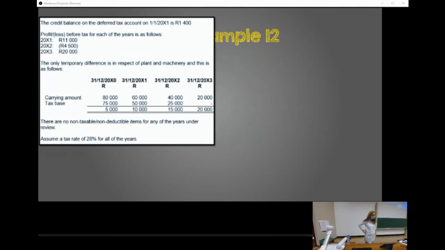They tell us that the credit balance on the deferred tax account in the first year is 1,400 Rand. It's a credit balance, so it's a liability. And then they give us our profit or loss before tax for each of the 3 years, X1, X2, X3. And then they give us temporary differences for plant and machinery for year X0, 1, 2, and 3. Okay, so we see the difference between the carrying amount and the tax base. They tell us there are no non-taxable or non-deductible items for any of these years, and we have a tax rate of 28%. Good.